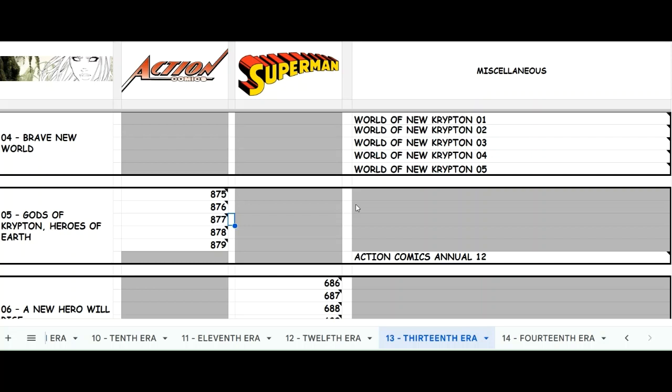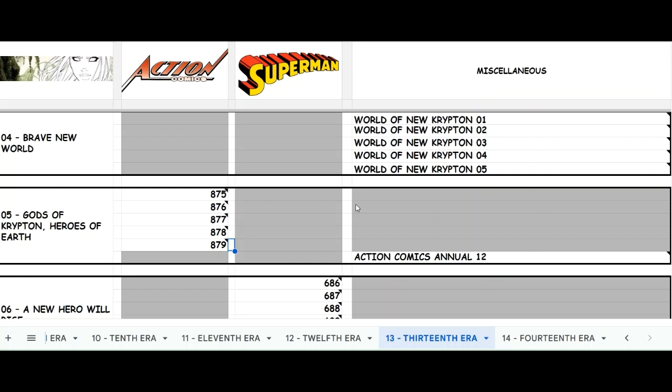Following that, we have Action Comics 878, which is Triangle 29. That has World Without Superman branding and is Sleepers Part 4. And then we have Action Comics 879, which is Triangle number 33, World Without Superman branding and Sleepers Part 5.